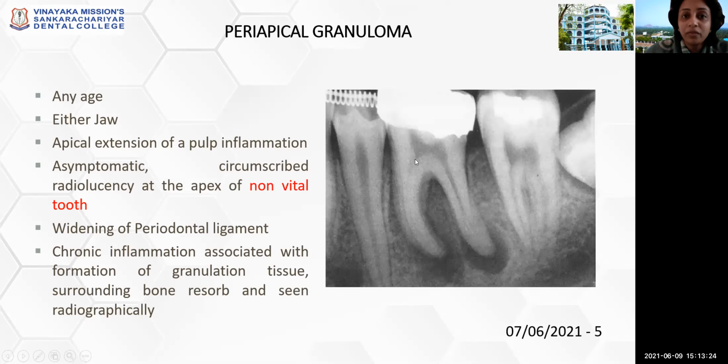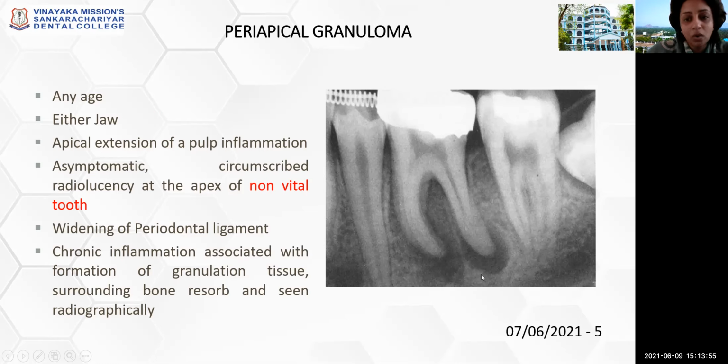What we have to appreciate from a radiograph is whether the lamina dura is intact, how far the radiolucency is present, and what the dimension of the radiolucency is. On radiographic examination for a periapical granuloma, the radiolucency will be at the apex of the tooth involved, and it will be a well circumscribed radiolucency as well.